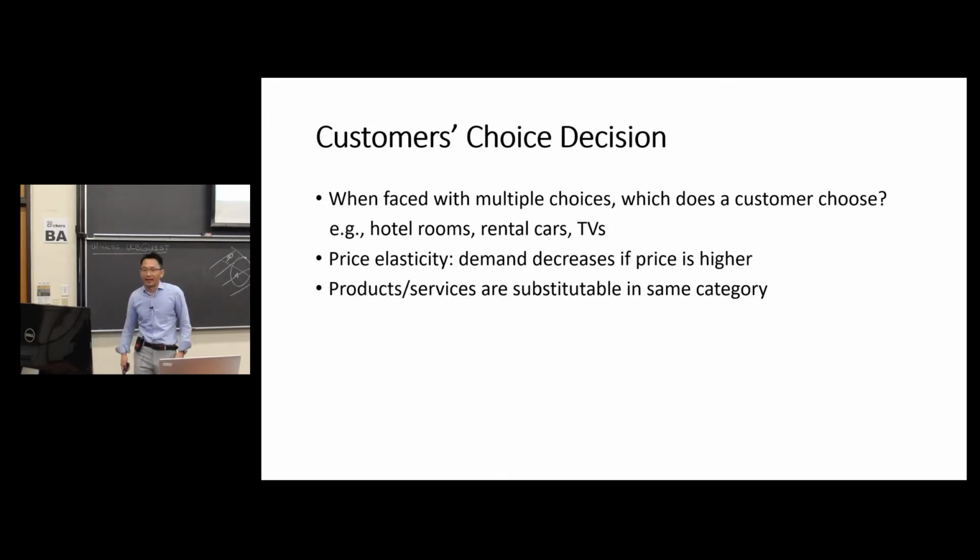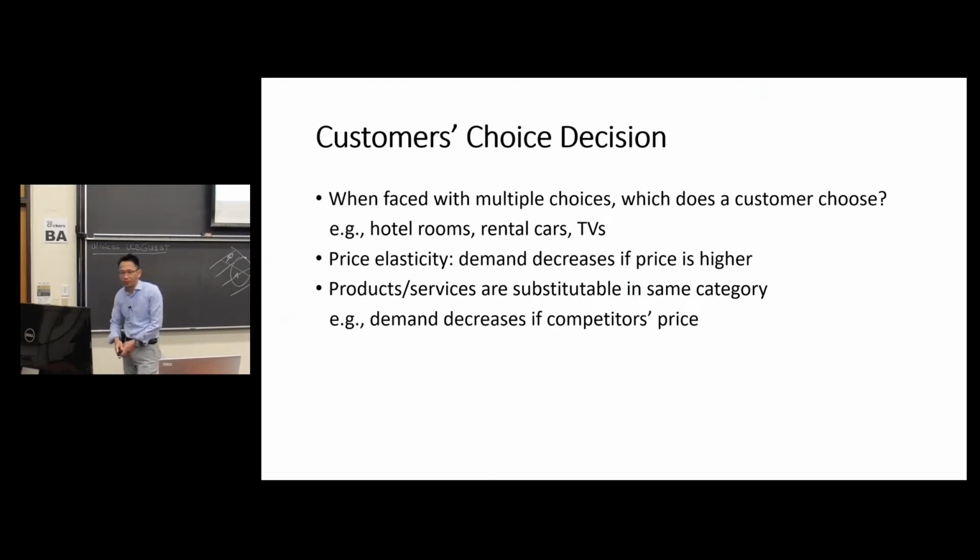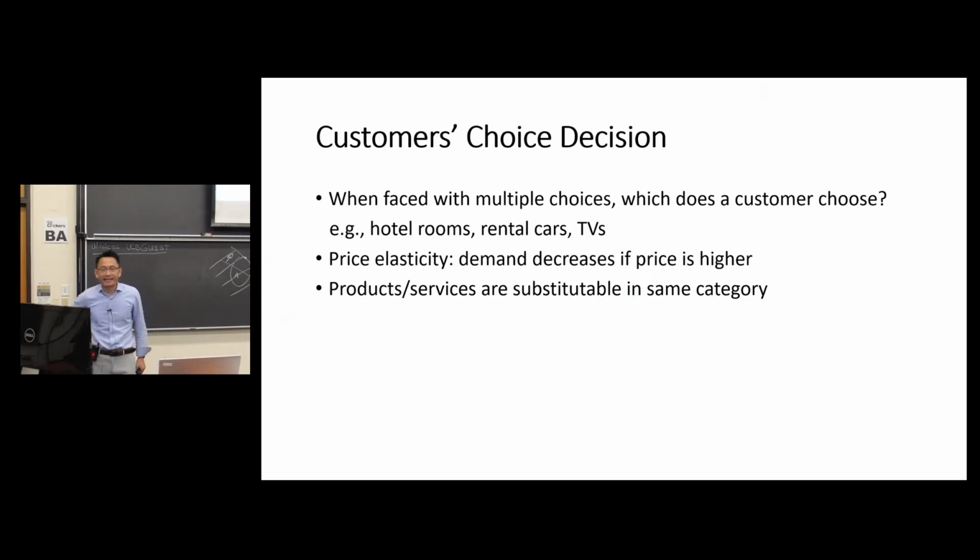There are other things. For example, with hotel rooms, there are multiple hotels in the same area, and even for the same hotel, we have different options at different prices with different services and different add-ons. Which one are we going to choose? Here they compete against each other. They are substitutable, in the same category. So that's the first thing we want to consider: the price elasticity and the substitution.